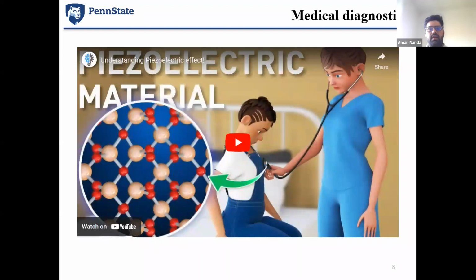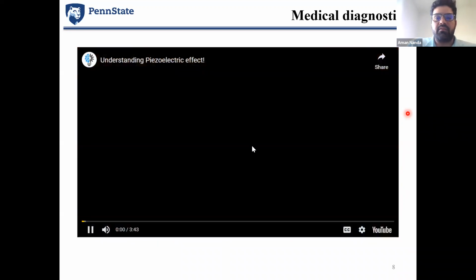So moving on to the application part, the first one is the application in medical science, like day-to-day medical diagnosis. I'll not play the video fully. I'll only play the part where he's explaining the application of a piezo disc in a stethoscope. So it will be an interactive application.